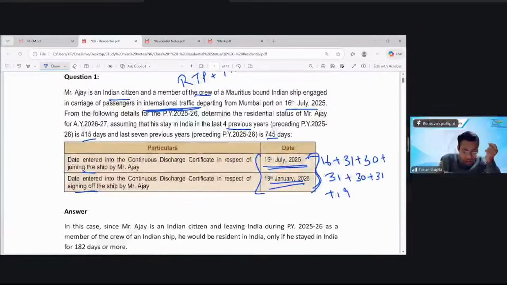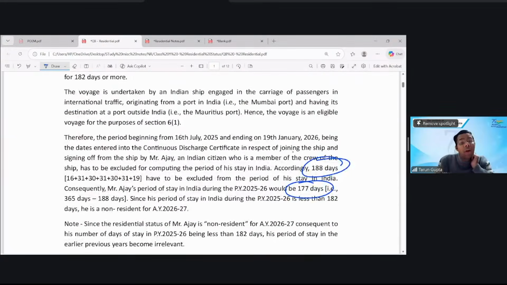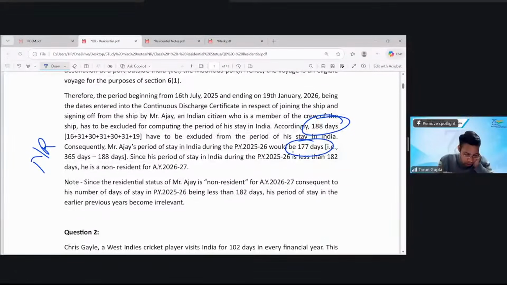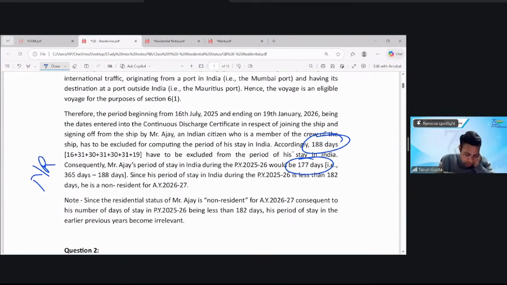Now he's leaving India to join an Indian ship, so the second condition shall not apply. He will qualify as resident only if he satisfies the first condition. So he has to be in India for 182 days or more. He was in India for 177 days, so he qualifies as NR. The fact that he was in India for 415 days in the previous 4 years or 745 days in the previous 7 years is not relevant. It doesn't satisfy even the basic condition, so we will not come to the additional condition. So he is non-resident for AY 26-27.